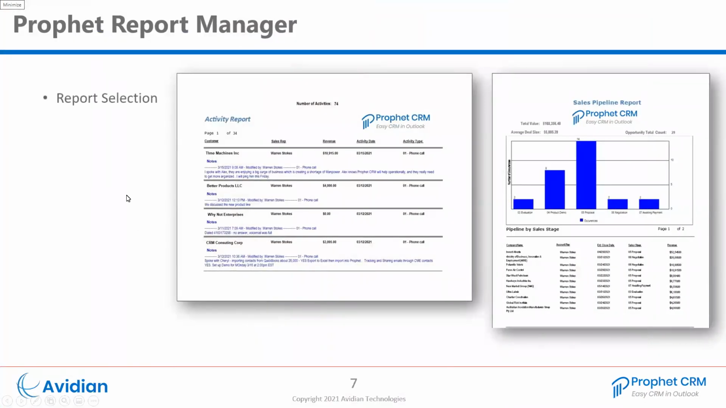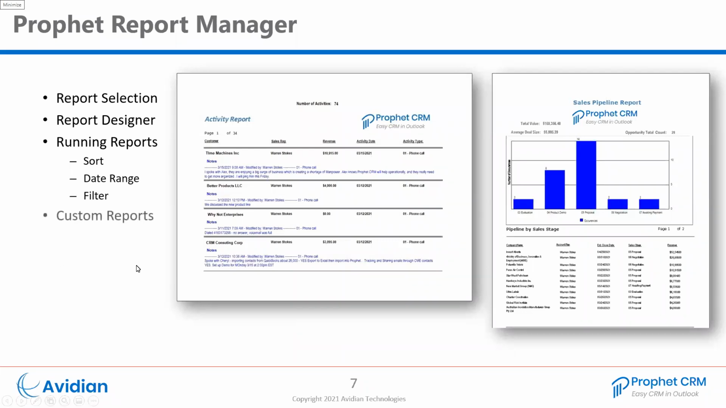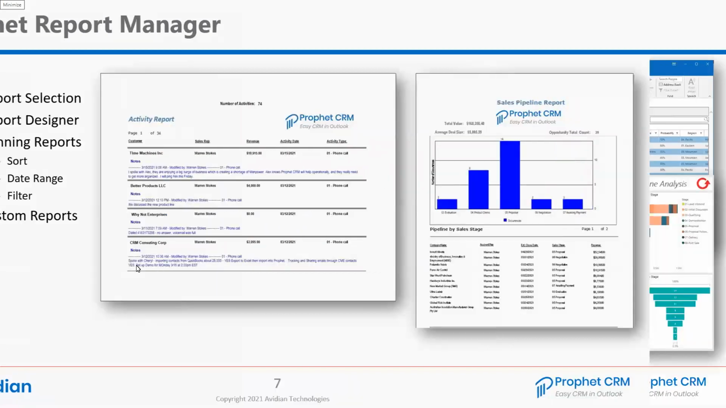And then Profit's Report Manager, if you haven't been in there much, it's basically a tool that gives you a lot of the basic visual reporting tools. You can select what report you want. There's about 30 or so that are built right into Profit out of the box. There's a report designer tool that lets you format, add logos and such. Then I'll show you how to run reports and how you sort and filter them by date range or sales rep or user, and various other filters, and then how you can create your own custom reports.